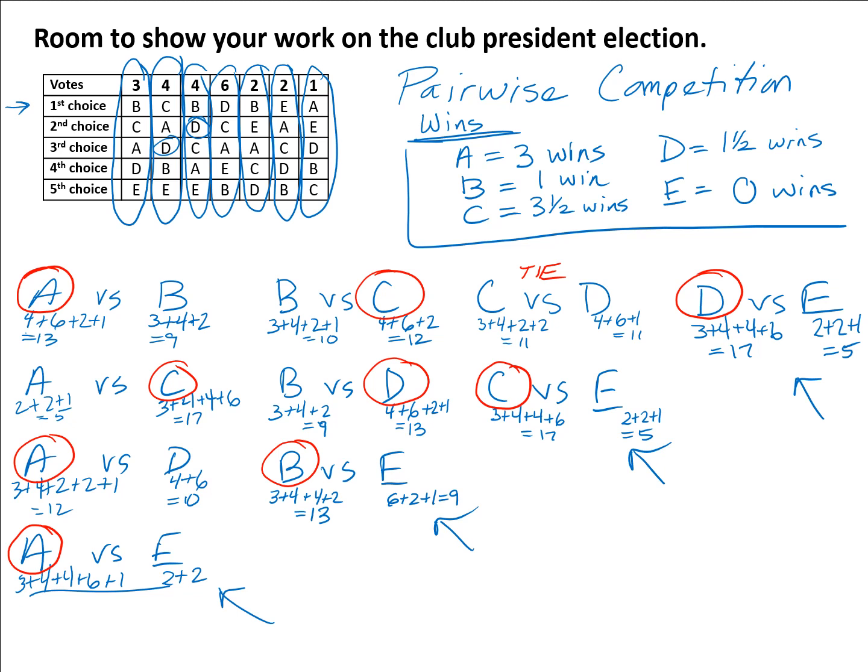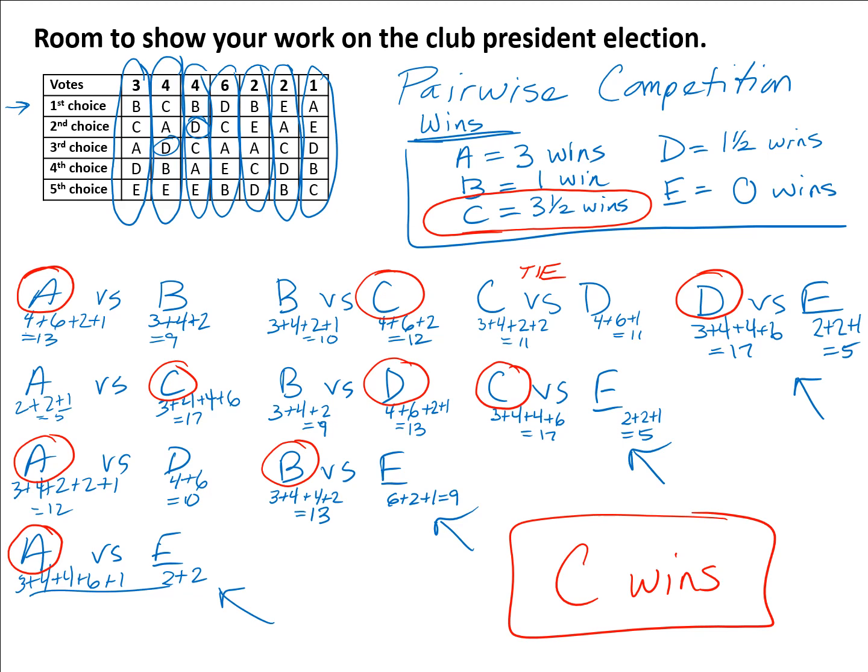And if we look at these numbers now, A had 3 wins, B had 1, C had 3.5. 3.5 is much bigger than anyone else's. Well, it's technically a half a win more than A's, but it's much bigger than B's, D, or E's. So C wins this election. They won 3.5 battles technically.